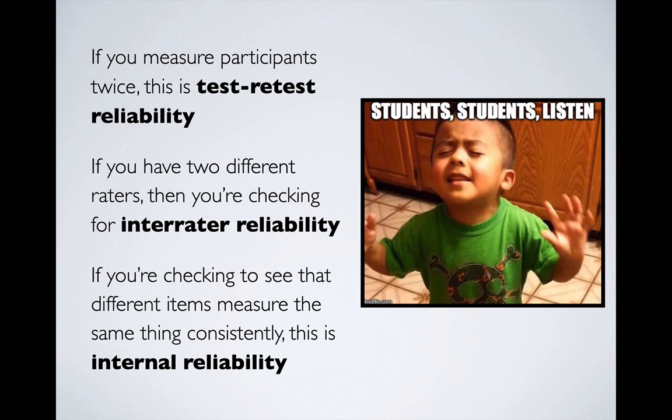So just to review and recap, if you're measuring a participant twice, that's test-retest reliability. If you have two different raters or observers, then you're checking for inter-rater reliability. If you're checking to see if different items on a scale align with each other, then you're checking for internal reliability. So that's the shorthand version of these.